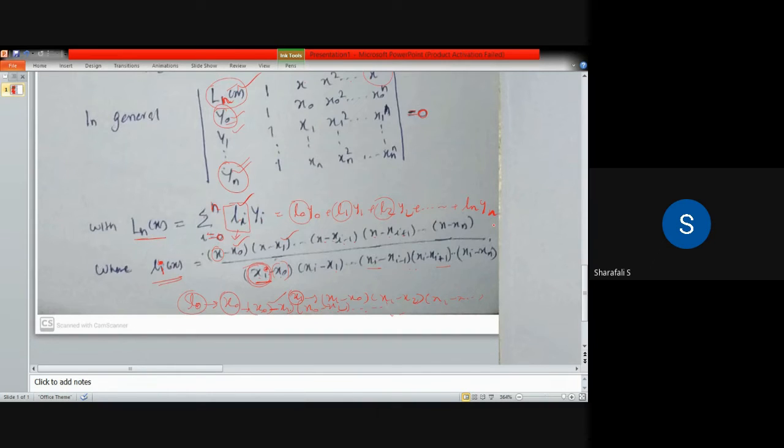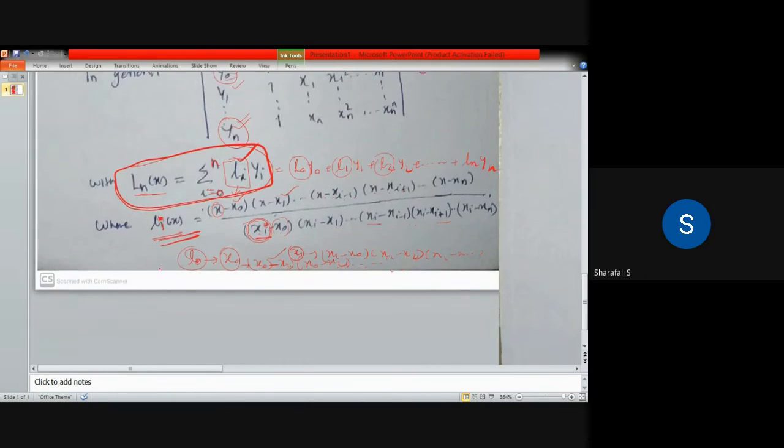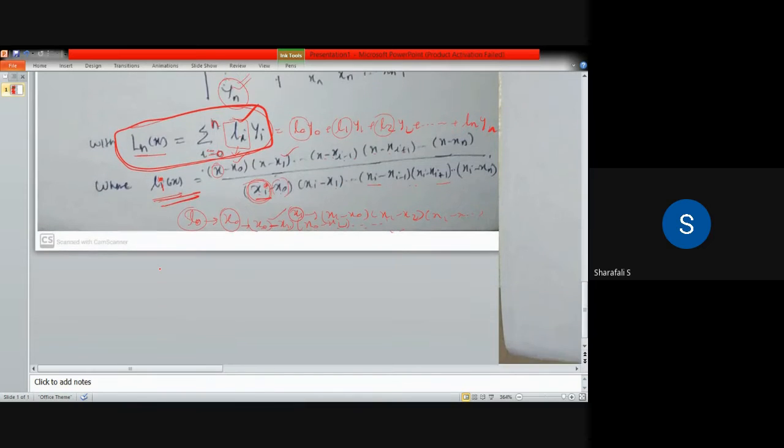Then those terms will be multiplied. Okay, so this is the general form for the Lagrange's polynomial equation. This one is the generalized equation. And here, Li is defined like this. Li of x will be like this. So that is the general Lagrange's polynomial equation.